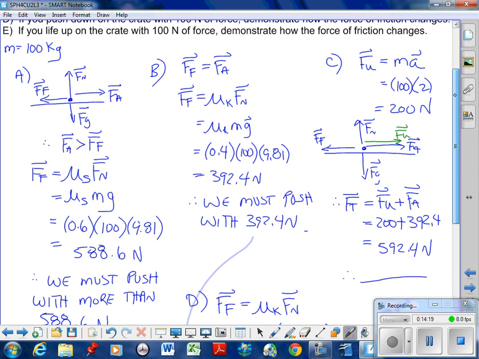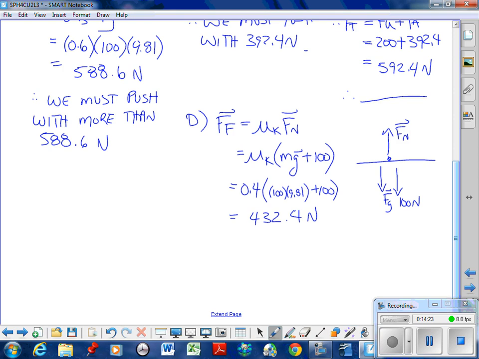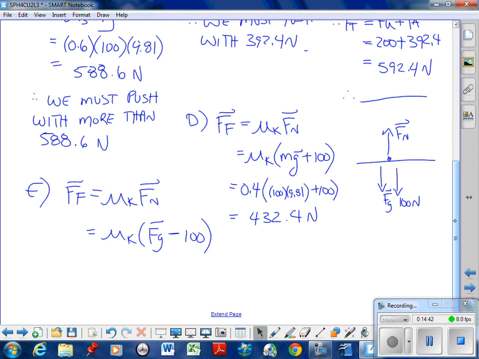Finally, part E: if you lift up on the crate, how does that change it? Force due to friction. Now you're pulling up on the crate, and what you're doing is making it lighter. So instead, mu_k, you have your force of gravity acting downward, but now you're pulling up, so you're making it lighter. So the free body diagram would change.